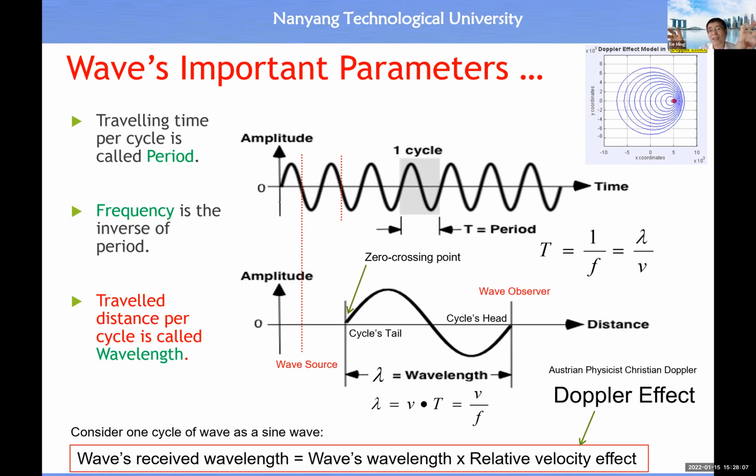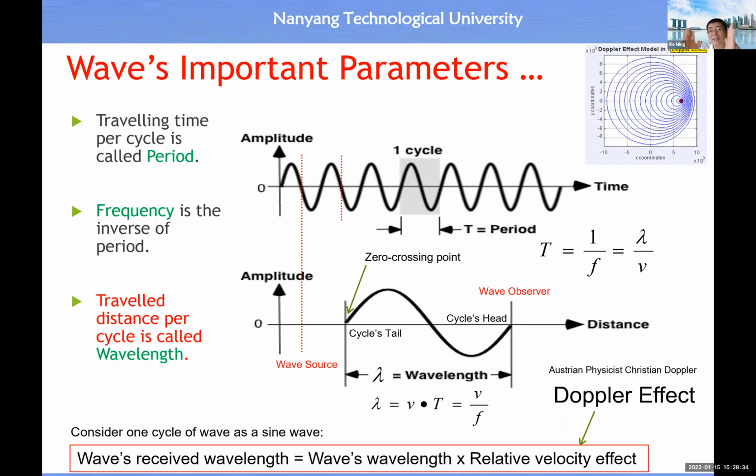Okay, if there's no relative motion, all the points will travel the same amount of distance within one cycle. All right, so if there's a relative velocity, an approach, where the source approaches the observer or the observer approaches the source, then the received sequence of a point will have a shorter wavelength.